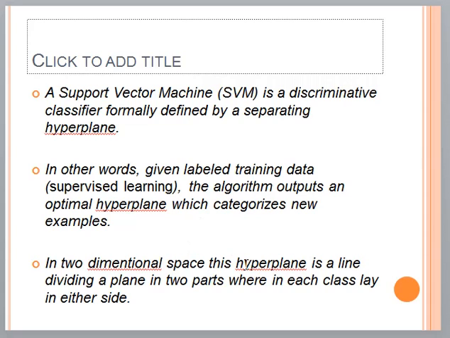In two-dimensional space, this hyperplane is a line. As I told you earlier, if we are in a two-dimensional space, this hyperplane will act as a line or a decision boundary, which I also showed you in the first figure. This line divides a plane into two parts, wherein each class lies on either side. So if we have two classes, or a binary classification case, then the hyperplane will divide the input space into two classes, and each class will belong to either side. If it's a binary classification case, then one class can be 0 and the other class can be 1.